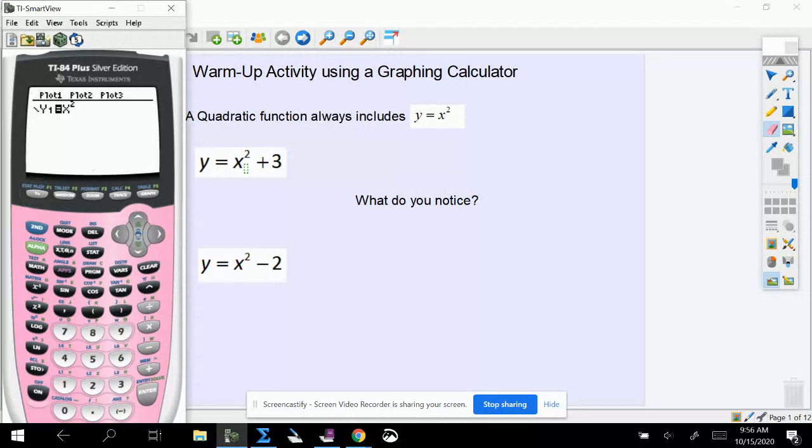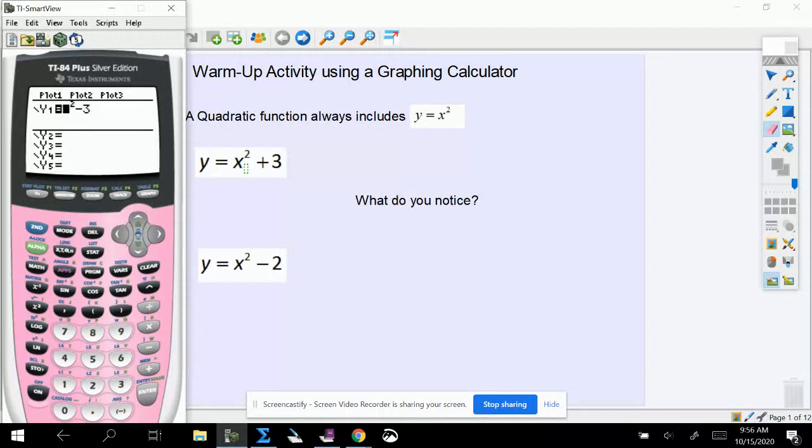If I want to change that parabola, I could take x squared and I could add a number after it. So I could do x squared plus 3 and hit graph. And what you'll notice is that exact same parabola just shifted upwards. That 3 actually is a vertical shift. It moved it upwards. If I wanted to move it down, I could subtract 3 or subtract any number, and I would see a parabola that shifts down.